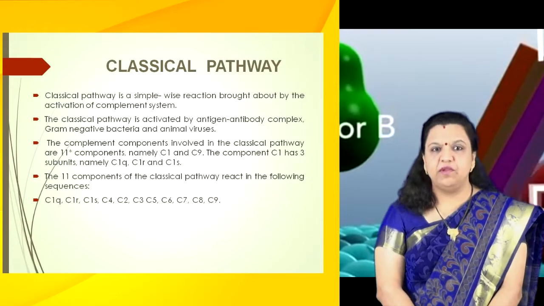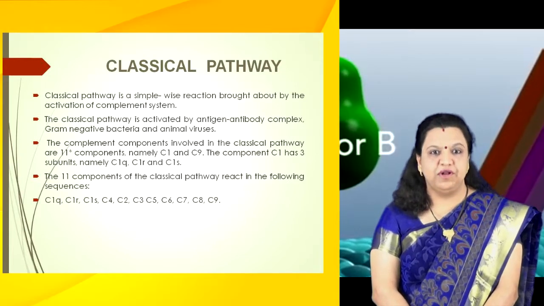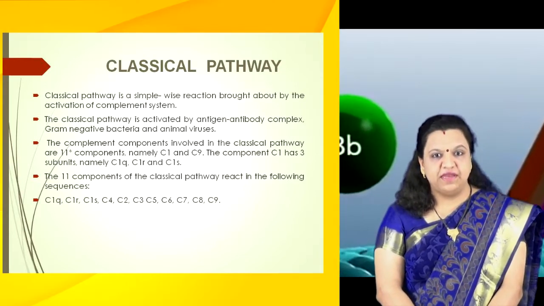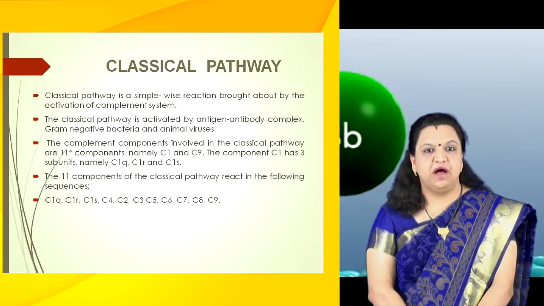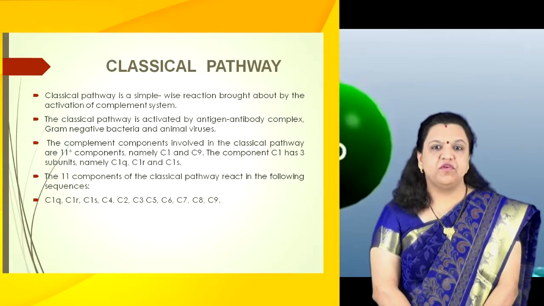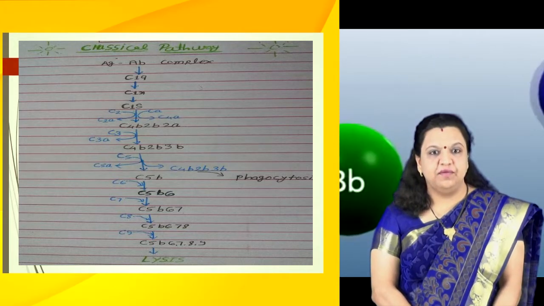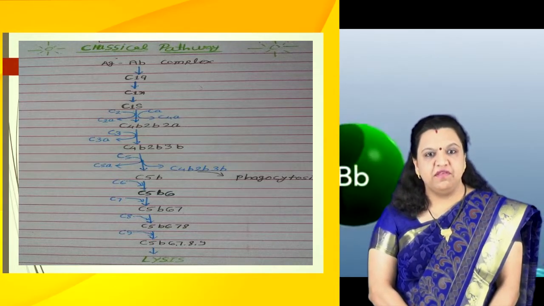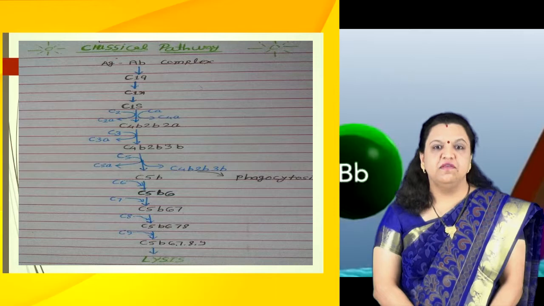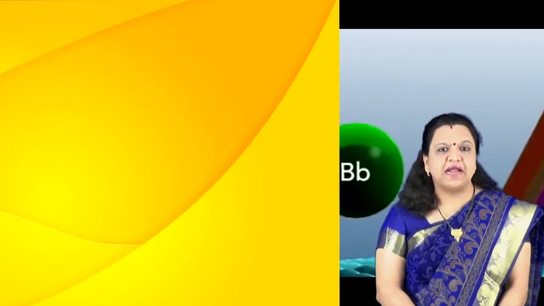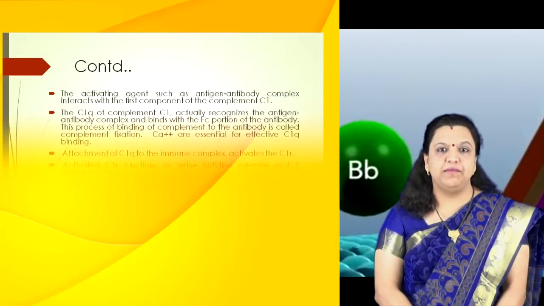gram-negative bacteria and animal viruses. The complement components involved in the classical pathway are 11 components, namely C1 to C9. The component C1 has 3 subunits, namely C1q, C1r and C1s. The 11 components of the classical pathway react in the following sequence. C1q is followed by C1r, C1r is followed by C1s, which is followed by C4, C2, C3, C5, C6, C7, C8 and C9. The activating agent, such as antigen-antibody complex, interacts with the first component of the complement, C1.